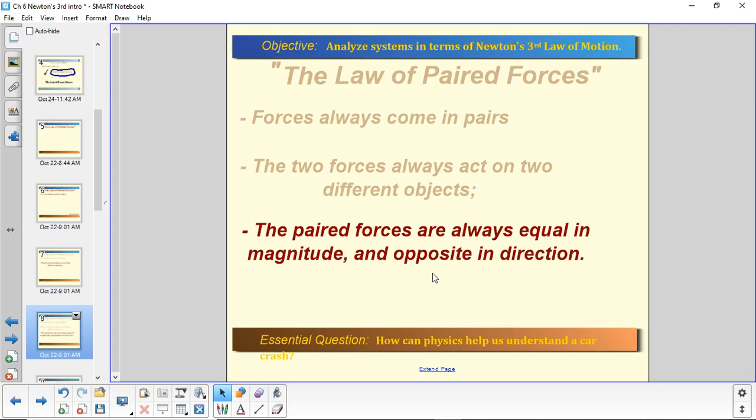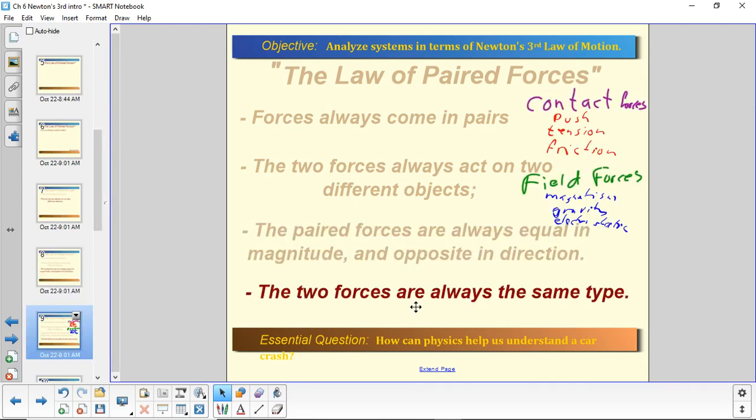So another example is again with you, the Chromebook and the desk. The Chromebook is pushing down on the desk, and the desk is pushing upward on the Chromebook. So the directions of the two forces are exactly opposite, but the magnitude of the forces are equal. If the Chromebook is pushing downward with a force of 20 newtons, then the desk is pushing upward on the Chromebook with a force of 20 newtons. So we're going to bring all these together.